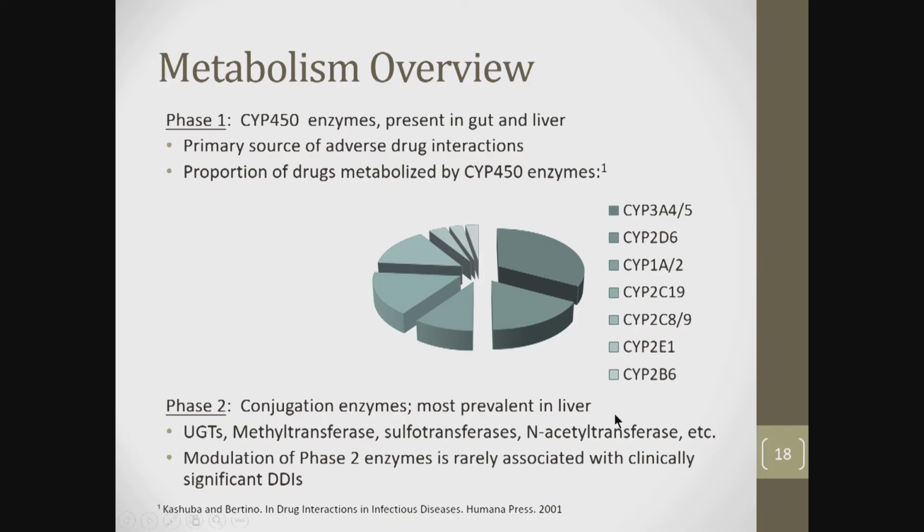We can talk briefly about phase 2 enzymes, but for the most part, phase 2 metabolizing enzymes that cause conjugation are rarely associated with clinically significant drug interactions. Part of it is because of the prevalence of these enzymes, they're available in such large quantities that inhibition of a phase 2 enzyme rarely translates into a very clinically relevant drug interaction. So we'll focus for the most part on inhibition and induction of phase 1 enzymes.